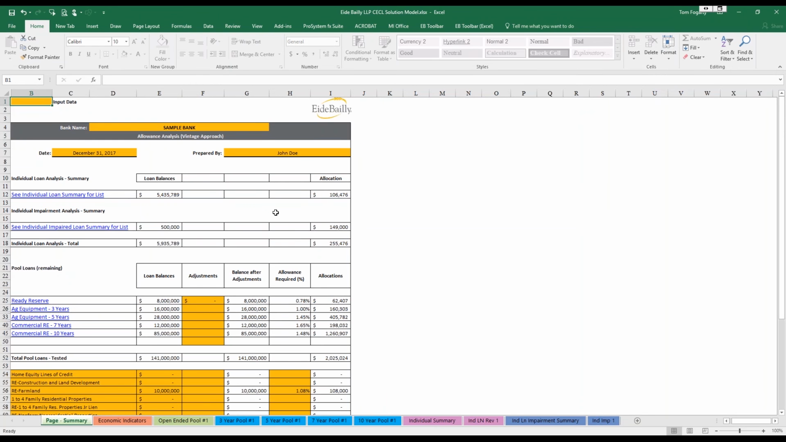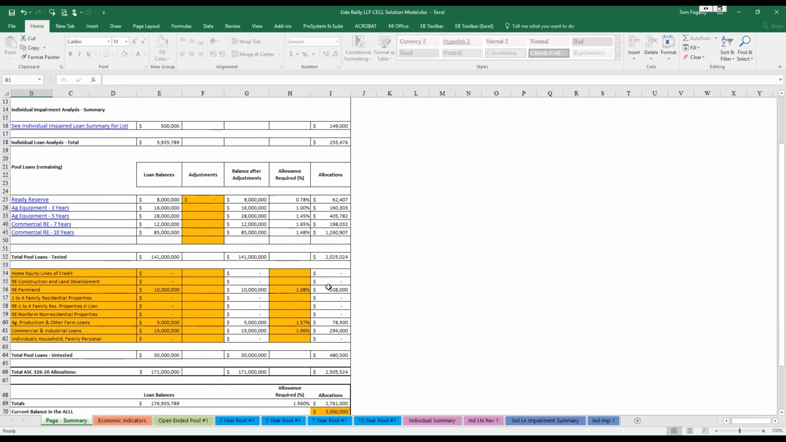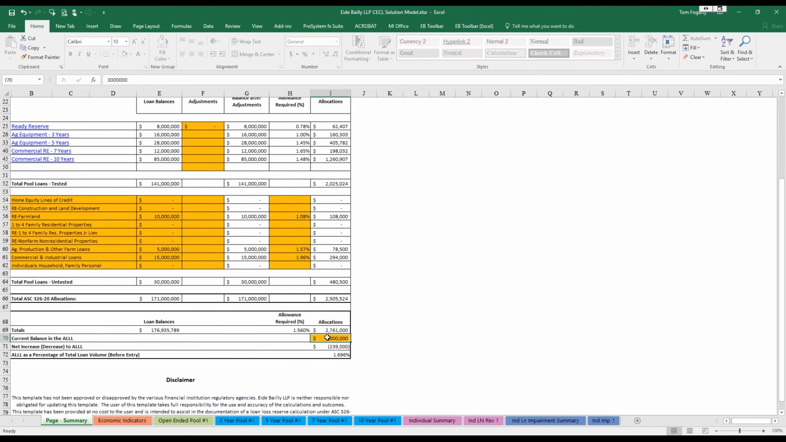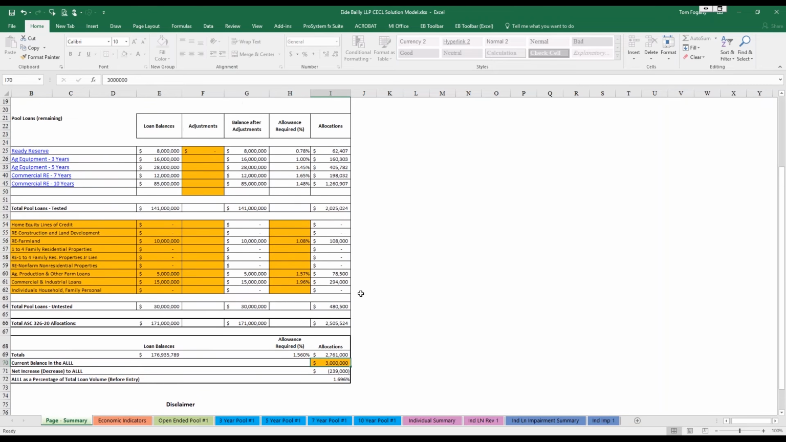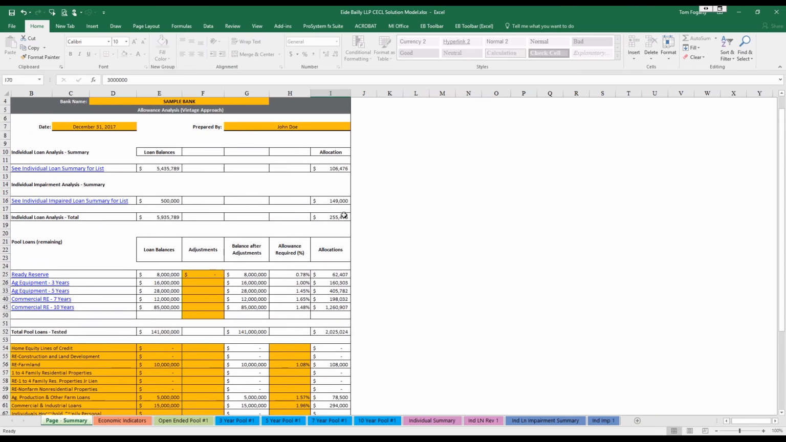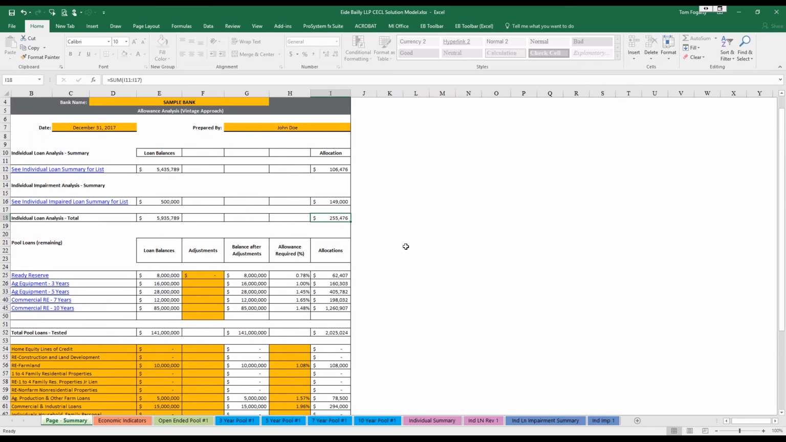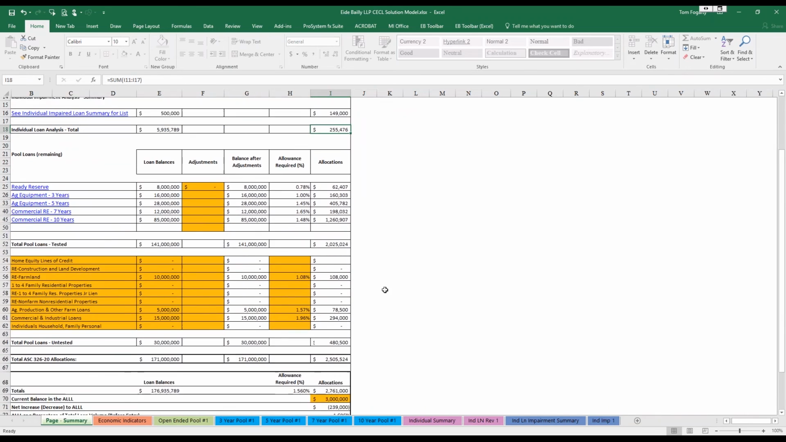The Eide Bailly CECL solution model has several tabs containing various loan loss calculations that summarize onto the Page Summary tab. Here is where the model produces the required amount for your allowance for credit losses. The total of the allowance for credit losses is comprised of two primary components: loans analyzed individually and loans analyzed by common risk pools.